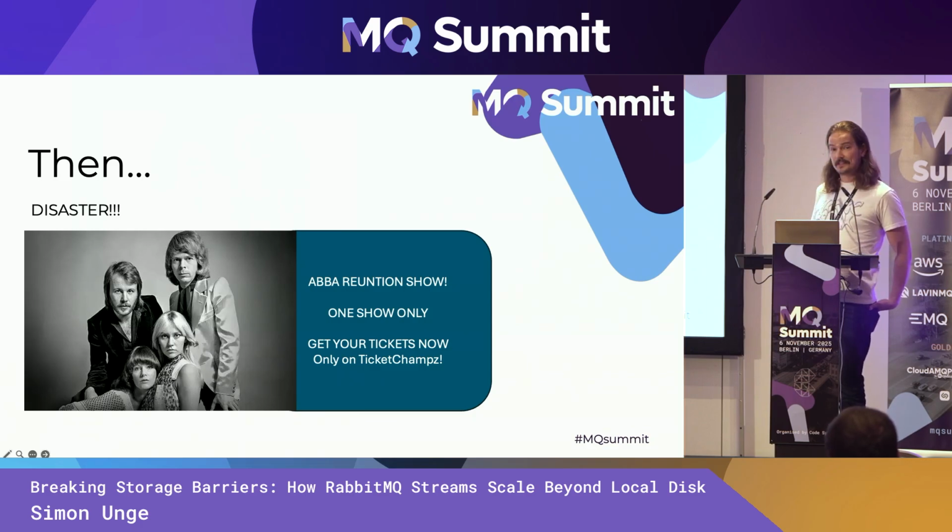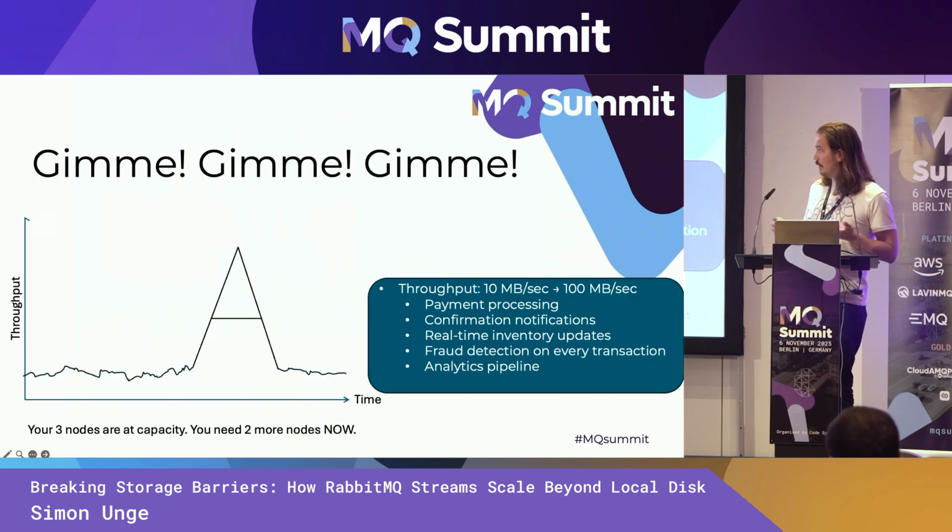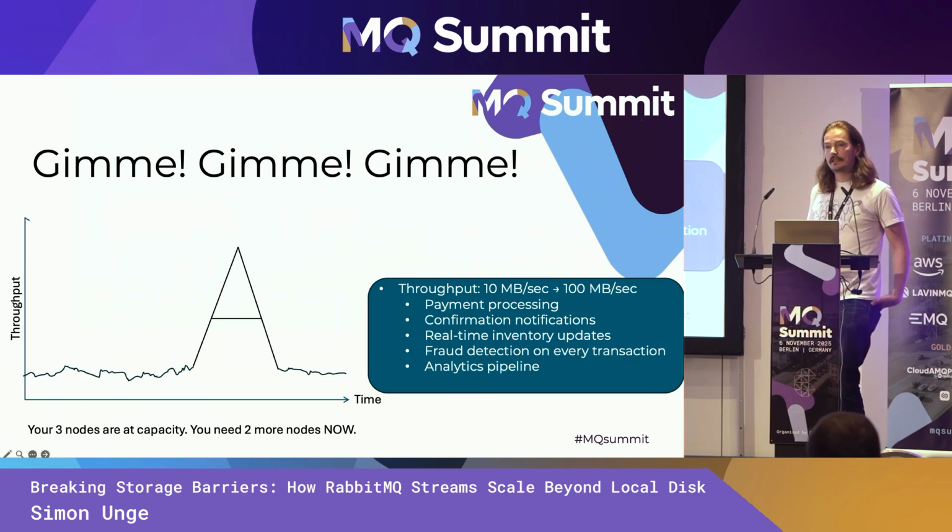Millions, maybe billions of people want tickets, right? And they want them now. And for whatever reason, they chose your platform and they did not give you a heads up. So what happens? Well, traffic explodes. Your orders go from 10 megabytes per second up to maybe 100 or hundreds of megabytes per second, right?